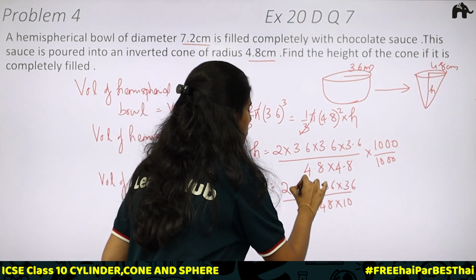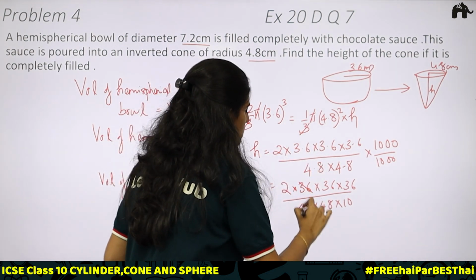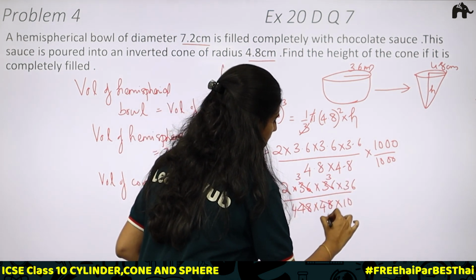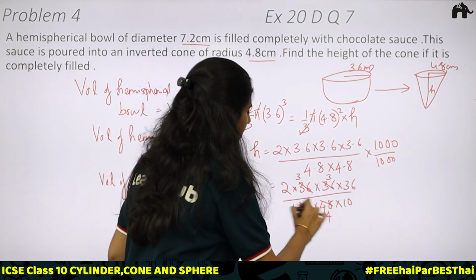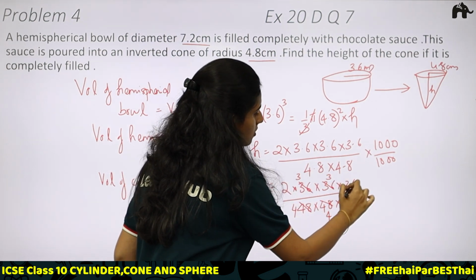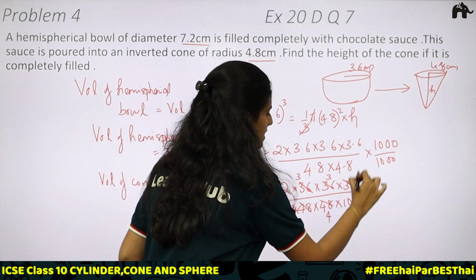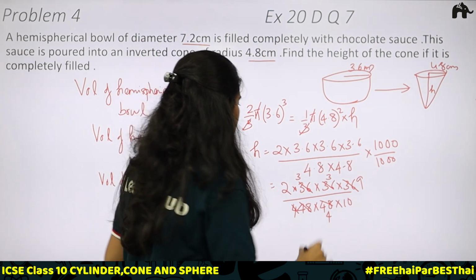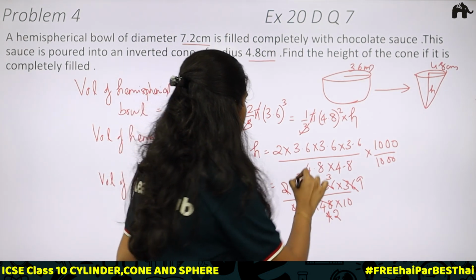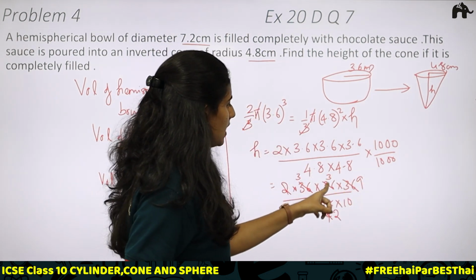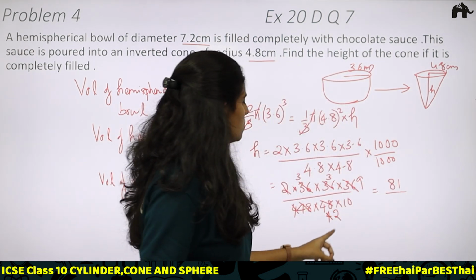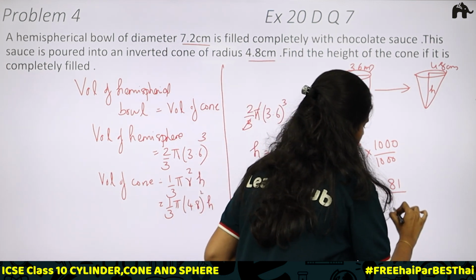12 into 3 is 36. 12 into 4 is 48. So here we get 3, 4. Here again 3, 4. Then 4 4s are 16. Here we have 2 and 36. 4 and 36 can be cancelled. We get 9 here. Then this 4 and 2 can be cancelled. We get 2 here. 9 into 9. 3 into 3, 9. 9 into 9 is 81. 81 divided by 2 into 10, which is 20.